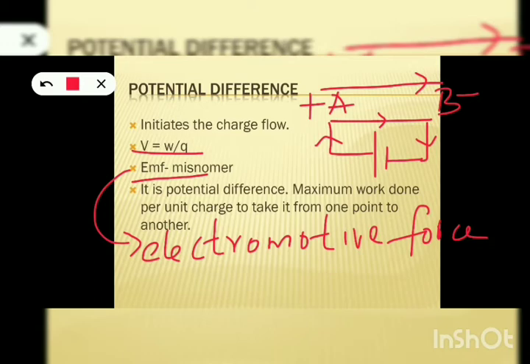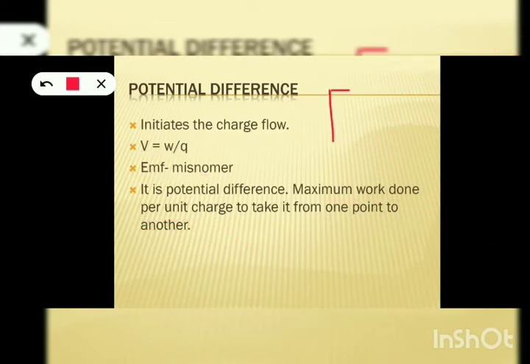Okay. Then, it is the maximum work done. It is the maximum work done per unit charge to take the charge from one point to another point in a circuit. And to be more specific, let me explain it in a very simple way. See, consider a circuit like this.